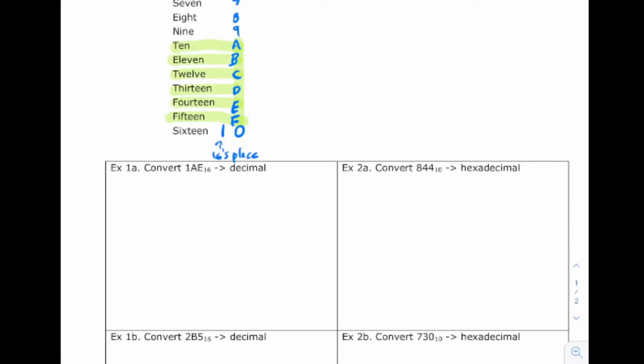So anyway, we have this hexadecimal number, 1AE, and we want to make it a decimal, which means we want it to be normal, right?